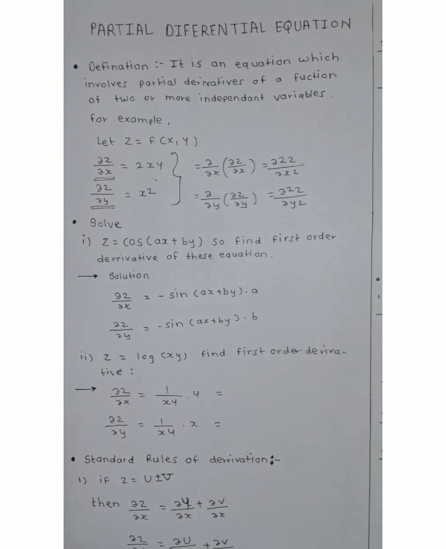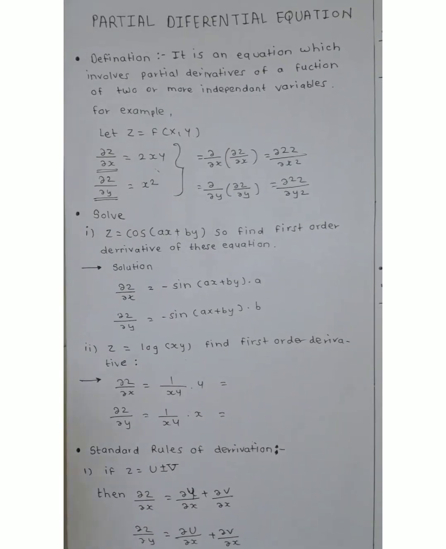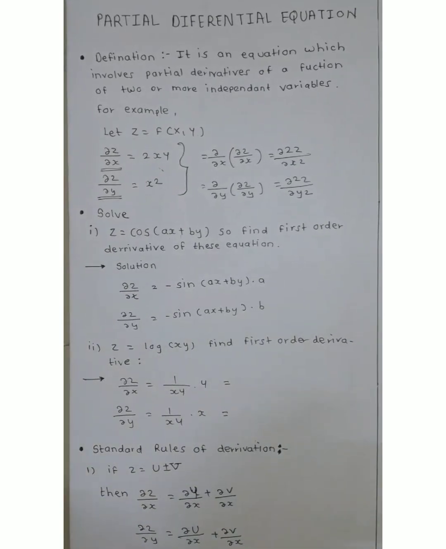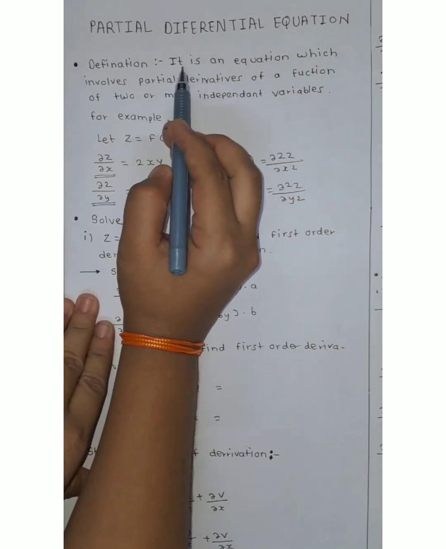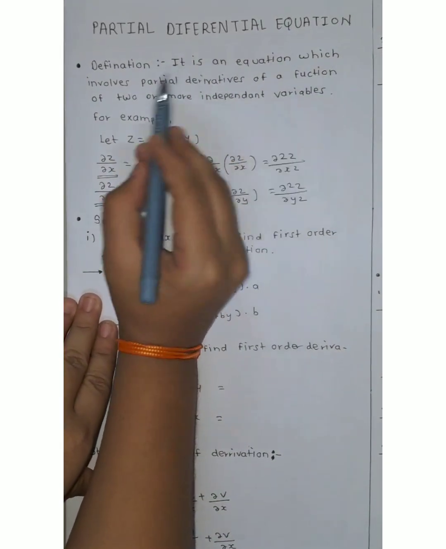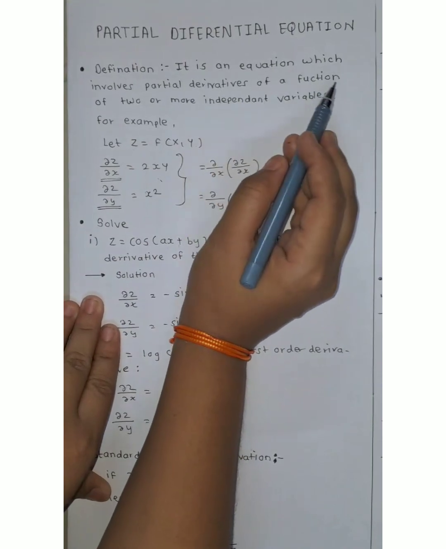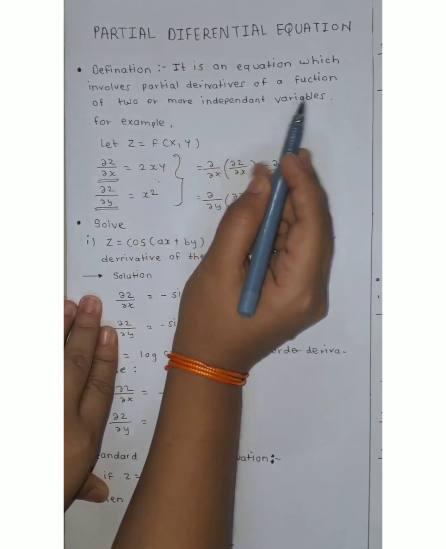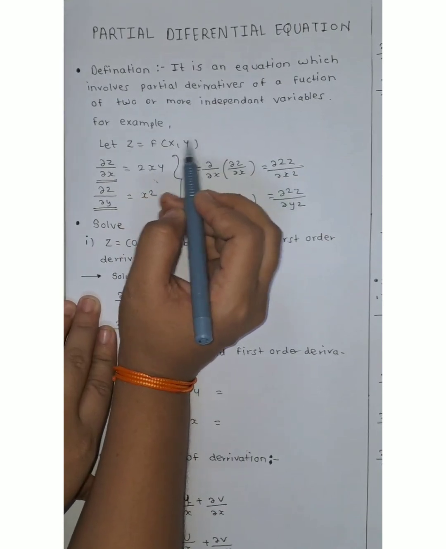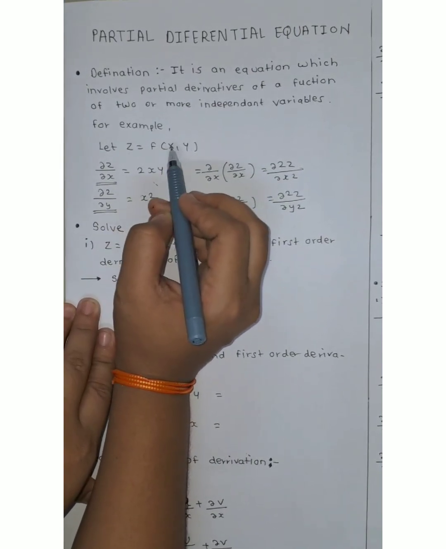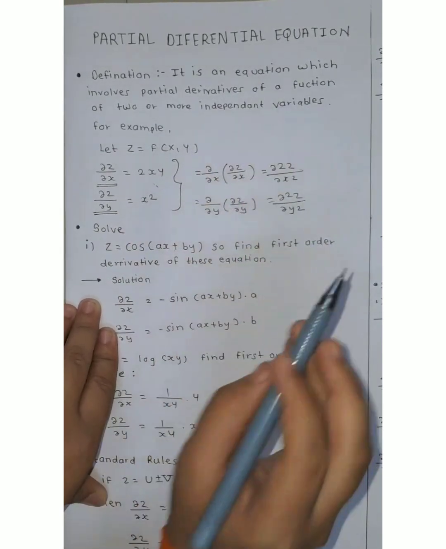Today our topic is partial differential equation. So basically, what is a partial differential equation, or what is the definition of a partial differential equation? A partial differential equation is an equation which involves partial derivatives of a function of two or more independent variables. For example, let z = f(x, y). Here z is the function and x and y are the two independent variables.